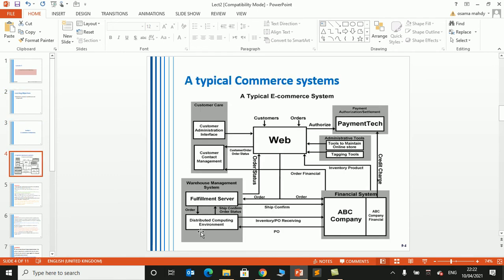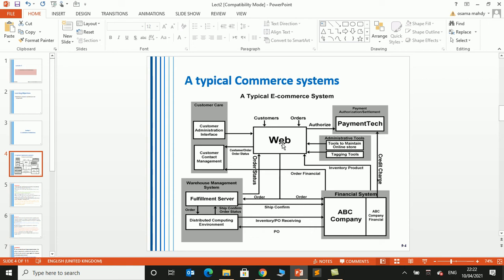Here is the whole picture of a typical commerce system. It consists of more than one component. The most important component in this picture is the web. At the web, you can communicate with browsers used by customers. Other computers are used in this system, which connect directly to the web server.